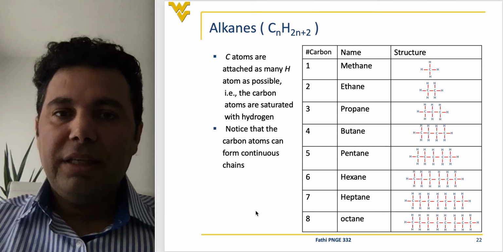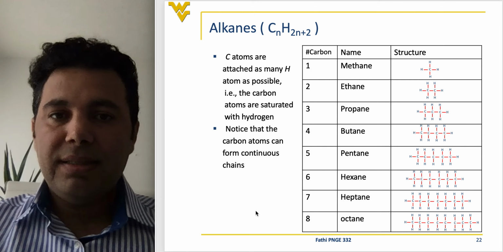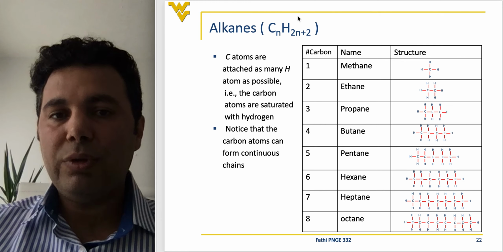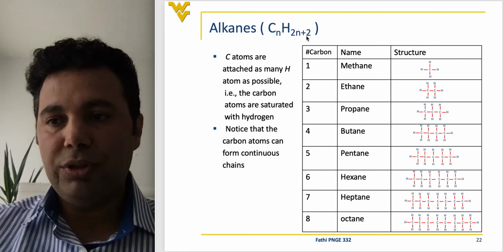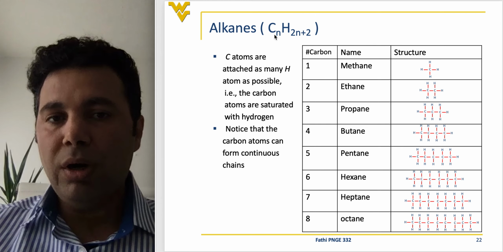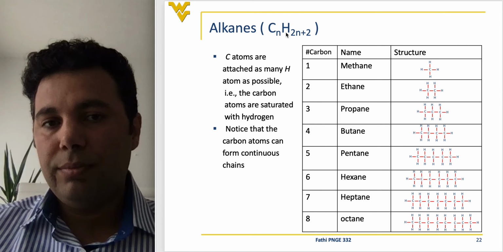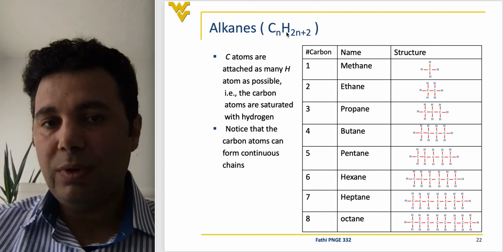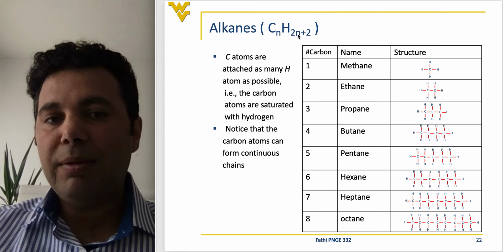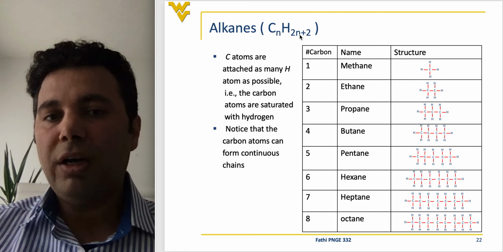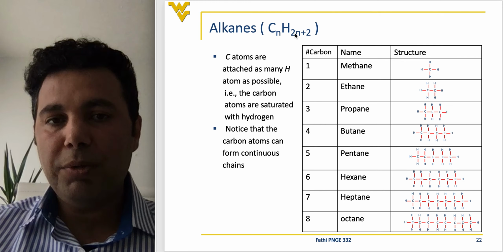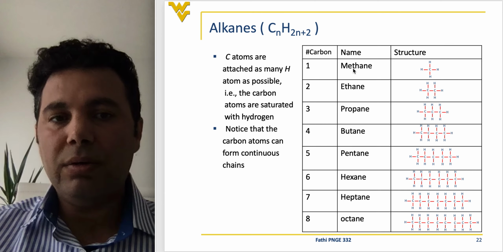Okay. The general formula for alkanes is CnH2n+2, which means for any number of carbons, you have 2n+2 hydrogens. So if C is 1, the hydrogen is 4. If C is 2, the hydrogen is 6. Okay, so for every number of carbons, you have 2n+2 hydrogens. Okay, so if n is equal to 1, it becomes 2 times 1, which is 2, plus 2, 4. So it becomes CH4, that's our methane.